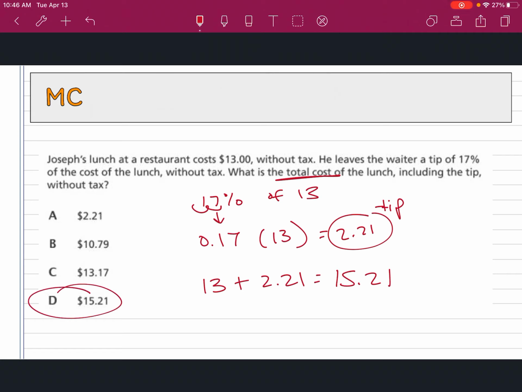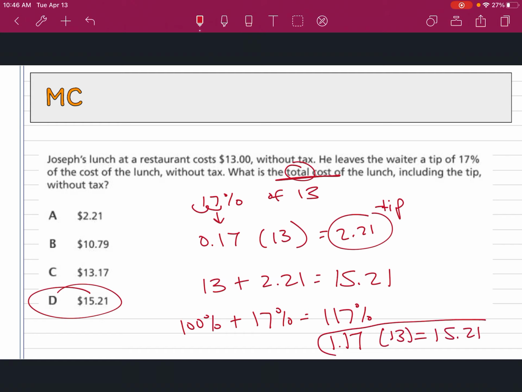You could have also, since you want a total, you could have found the total percentage you're paying, which is 100% of your bill plus 17%, which is 117%. 117% as a decimal is 1.17, and you could have multiplied that by 13, and you would have also got 15.21 all in one step. Either way, you would have gotten option D.